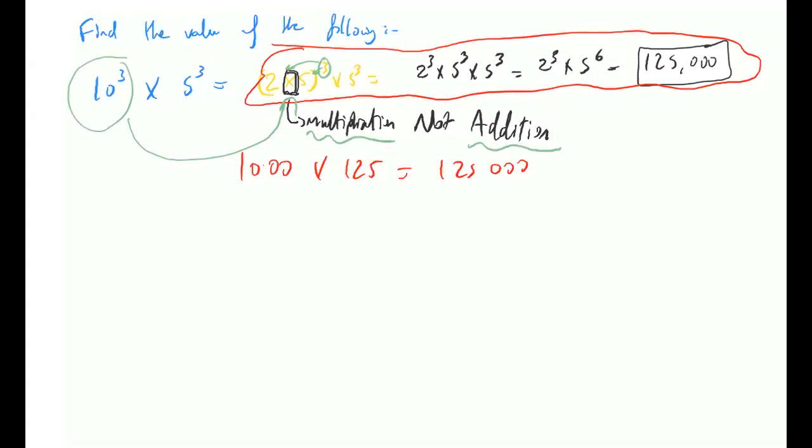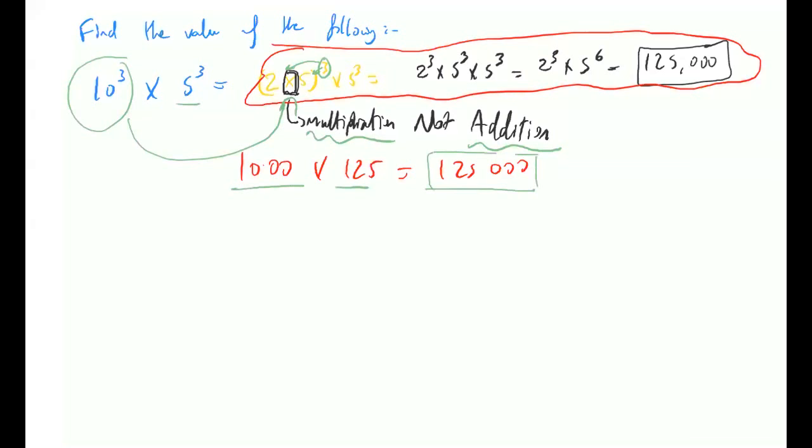It's a multiplication, not an addition. Times 5 power 3: 2 power 3 times 5 power 3, this times this, that will give us 2 power 3 times 5 power 3 times 5 power 3. And that will give us 2 power 3 times 5 power 6, which is equal to 125,000. We can just say that 10 power 3 is 1,000 and 5 power 3 is 125. So it's 125 times 1,000.